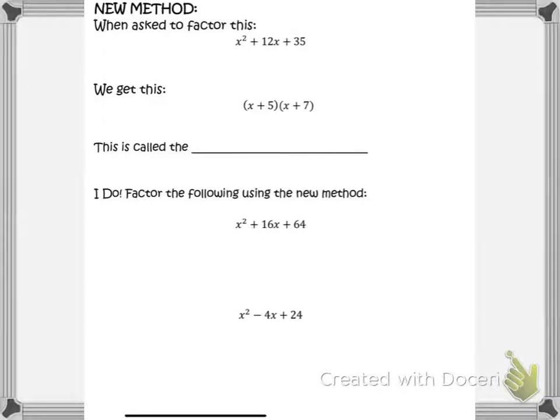Alright guys, welcome to 5.12. This is factoring trinomials where a is equal to 1. So here remember our a value is the first number in front of the x squared term.